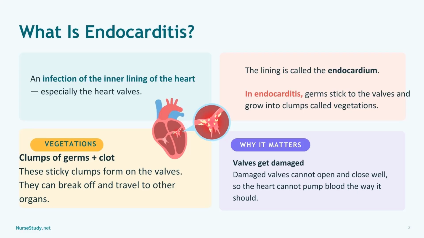And here's why we care so much. Those vegetations do two bad things. First, they damage the valves, so the valves can't open and close properly. And that means the heart can't pump blood the way it should. Second, those sticky clumps can break off and travel to other organs, which we'll talk about later. So hold on to that word, vegetations, because it comes up again and again.